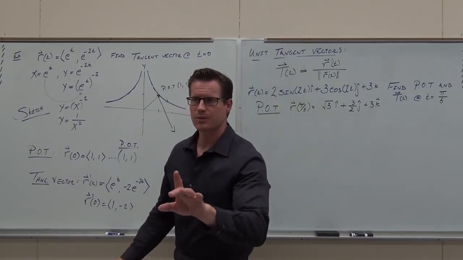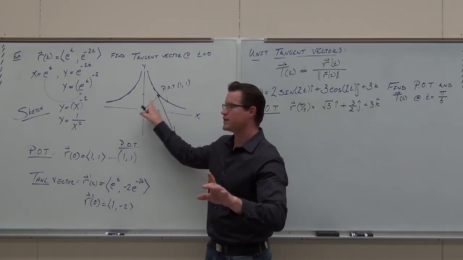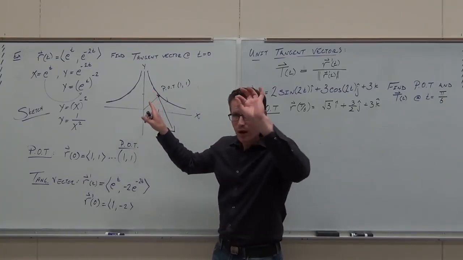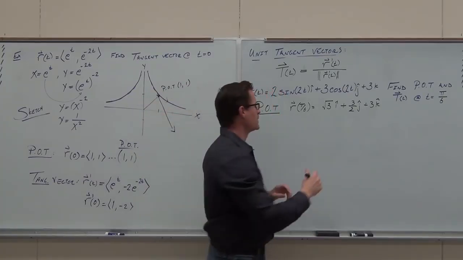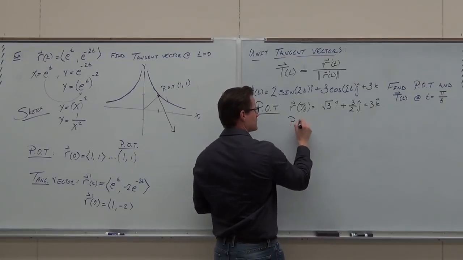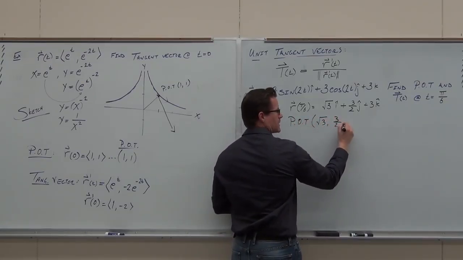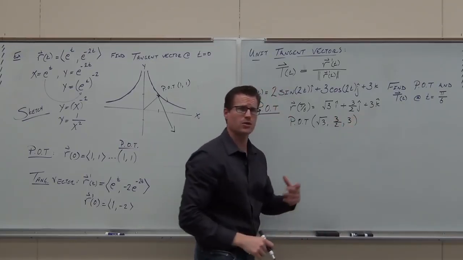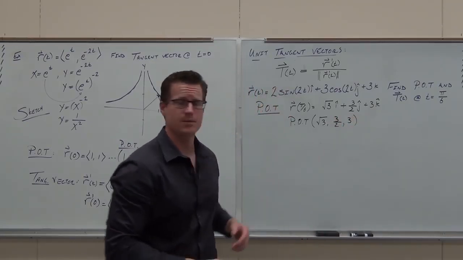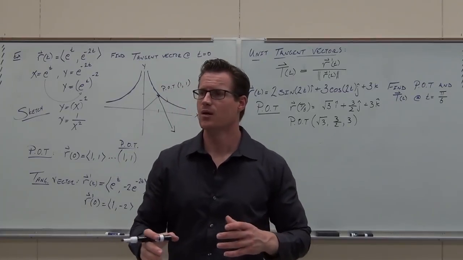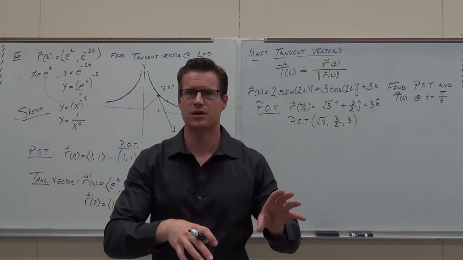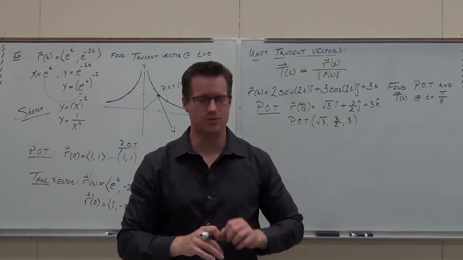Keep in mind what we're doing. What we just found is practically this vector that points to that one point where I'm going to put the tangent vector. So our point of tangency is square root of 3, 3/2, 3. Now we're not going to graph this thing. I don't want to spend the time to do that. We're going to go through all the motions of finding a point of tangency and then the unit tangent vector.